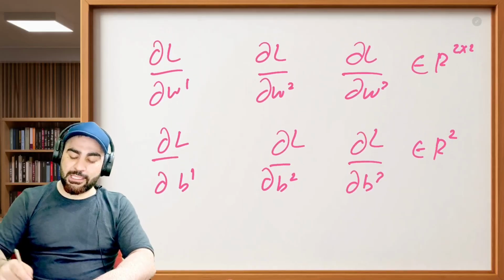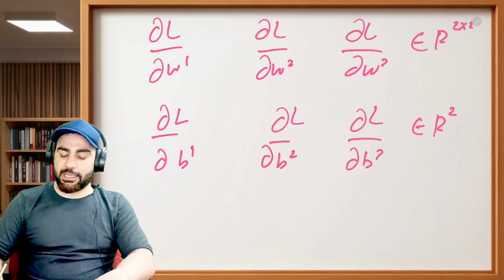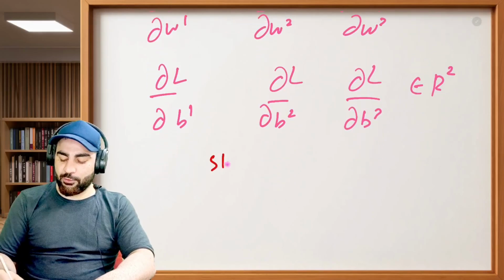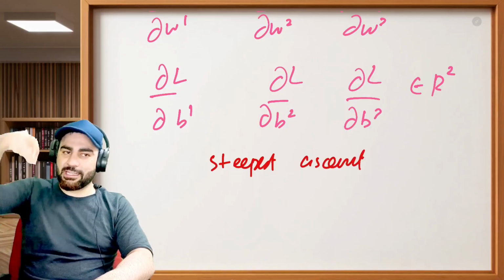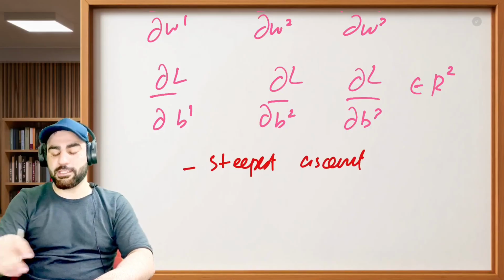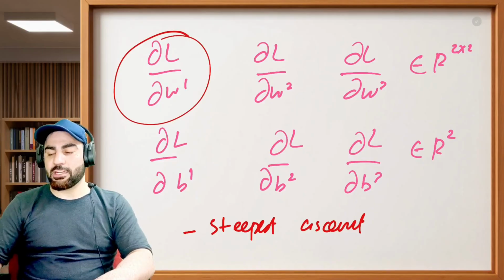And now these things will tell you what I told you. So what they can tell you is the steepest ascent. But what you are up to is the descent. So that's why you take the negative value of all these derivatives, and subtract it from the original matrix that we had.